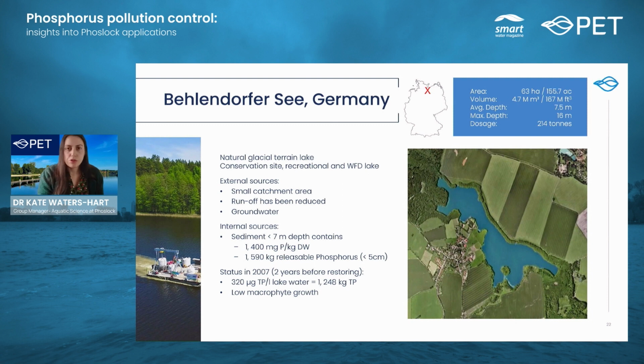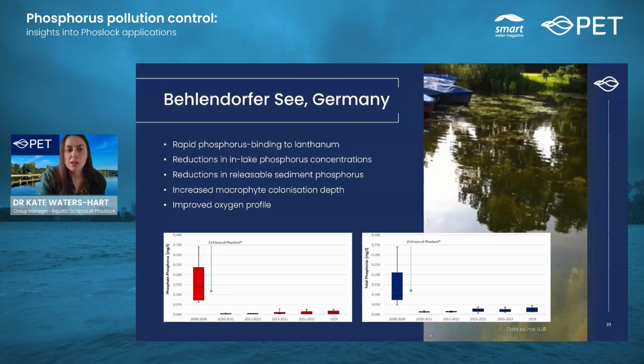So a dosage of 214 tons was applied in 2009. And you can see from the bottom graphs, we have phosphate and total phosphorus. And we can see that the concentrations of both have significantly reduced since that one application and have remained significantly reduced up to 10 years post-treatment.